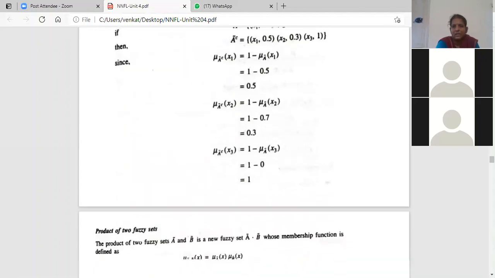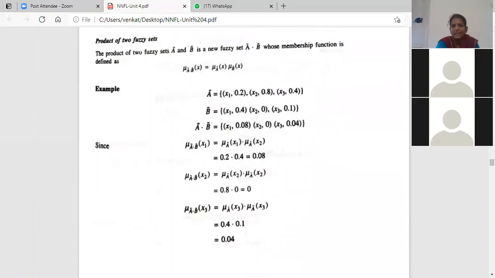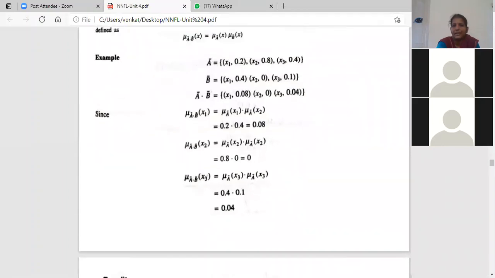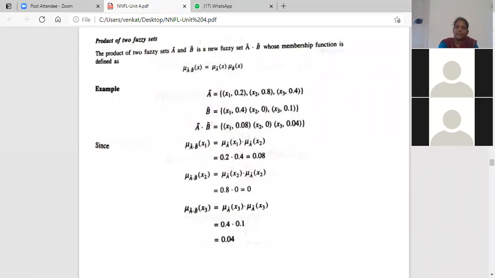Okay. Next, product of two fuzzy sets. So here you want to calculate the product. The membership values of A and B at x1: 0.2 into 0.4, 0.8 into 0, 0.4 into 0.1. So here directly you are considering the product, simple multiplication of membership function values only.